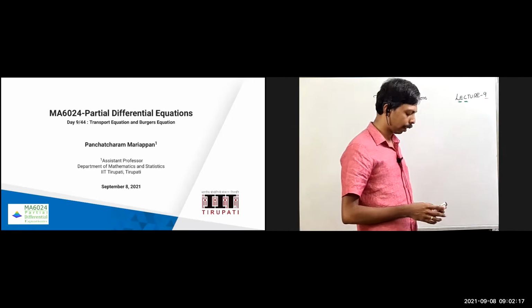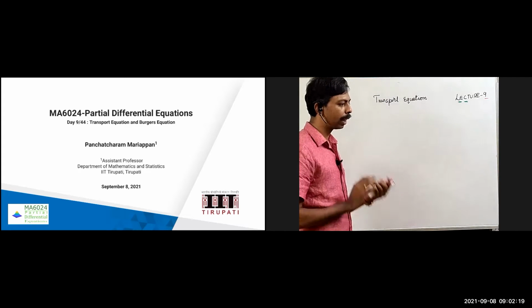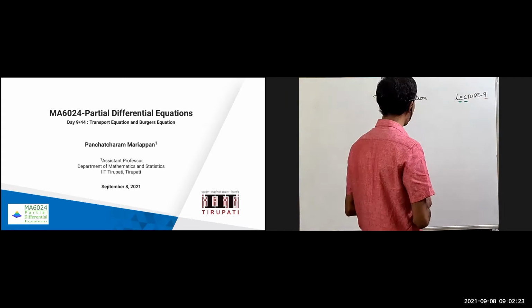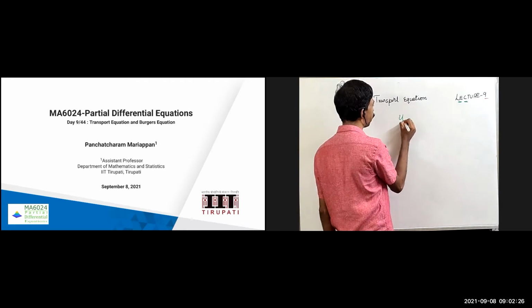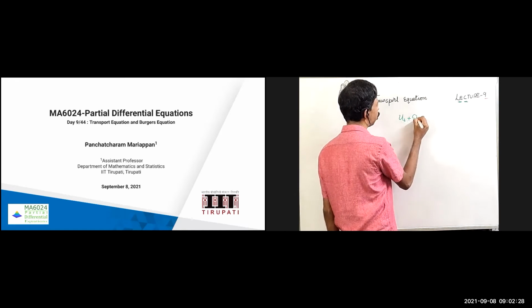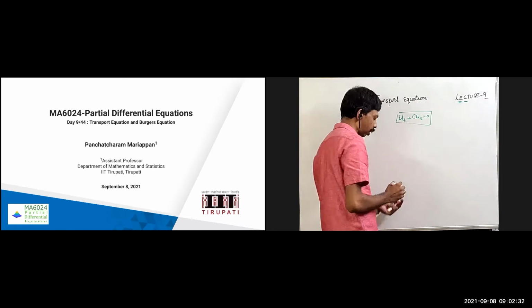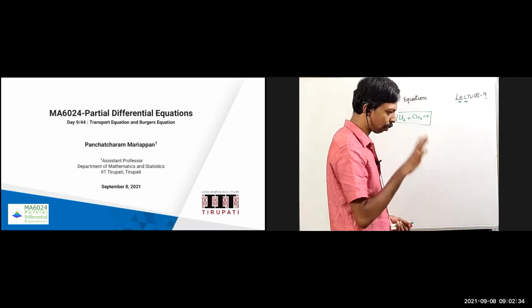Now let's see the transport equation. Let us begin with some story today. How are we going to obtain this transport equation? Basically this equation is of this form: ut plus c ux equal to 0. This is the transport equation. Let us derive this equation using some simple stories.